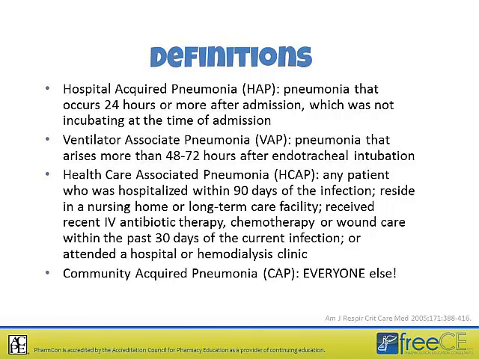So then if you understand HAP, VAP, and HCAP, if they've got none of the things listed for each of those definitions, then they've got your garden variety community-acquired pneumonia. So community-acquired pneumonia is essentially everyone else.